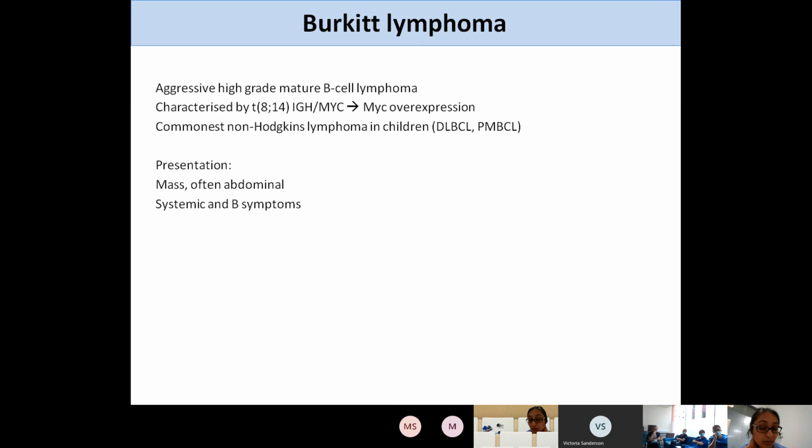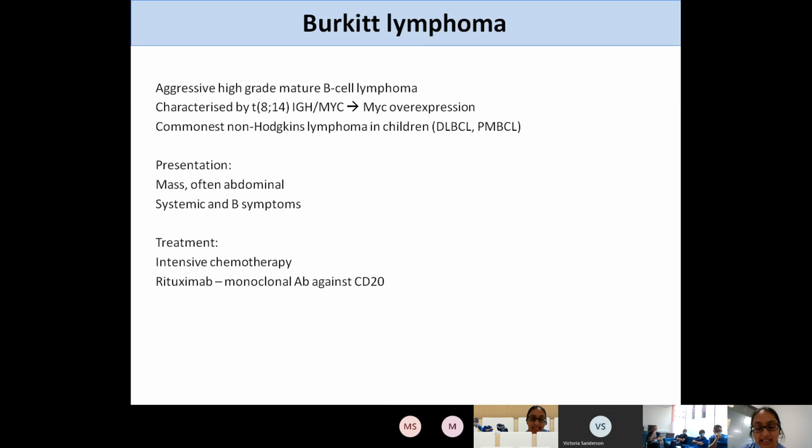The presentation is often with a mass, usually abdominal. This patient presented with a mediastinal mass, which is slightly atypical for Burkitt's. And usually these patients are sick. They have systemic problems. They've had weight loss. They've got B symptoms. They're pyrexial. They're lethargic, and they're just unwell.